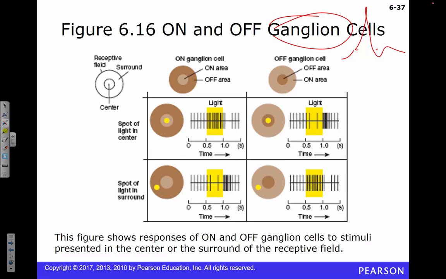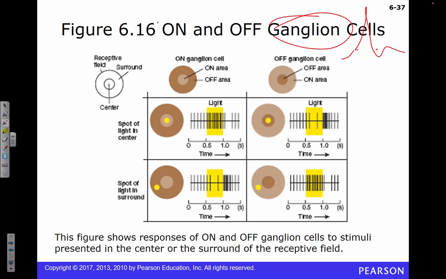So we want to make sure that we understand what that means, right? And so what we mean by that, Olivia, is if light falls on that particular part of the world for which that ganglion cell is responsible, it's going to get excited by that. And that's going to fire action potentials, right? It's going to go, woohoo, light. It's going to be getting that information from the photoreceptor, of course, and it's going to fire action potentials.